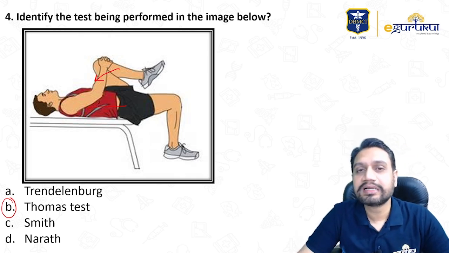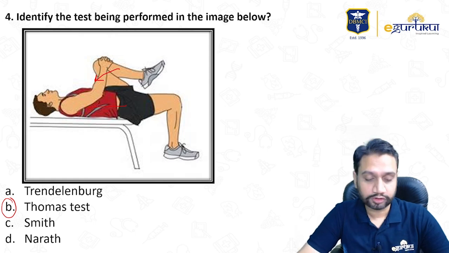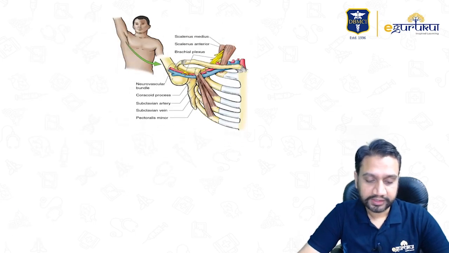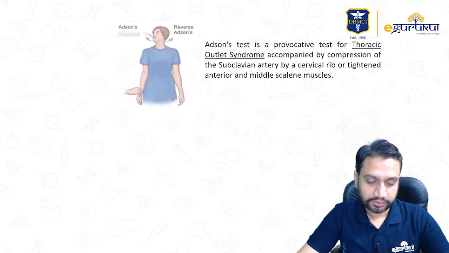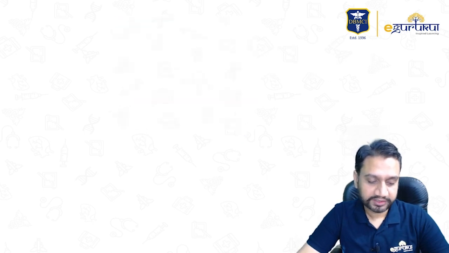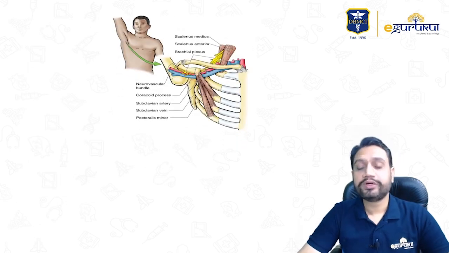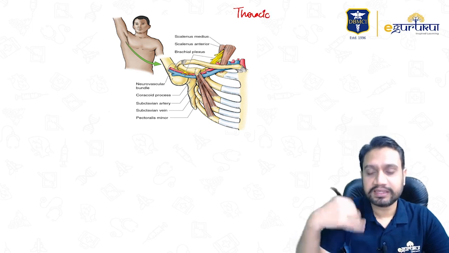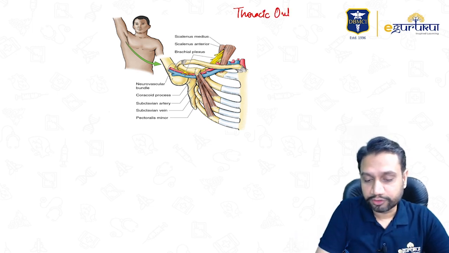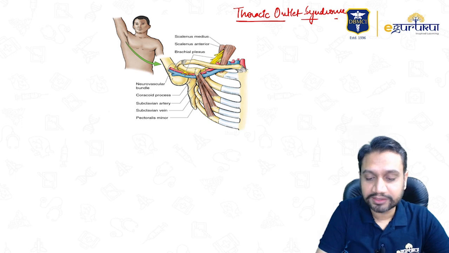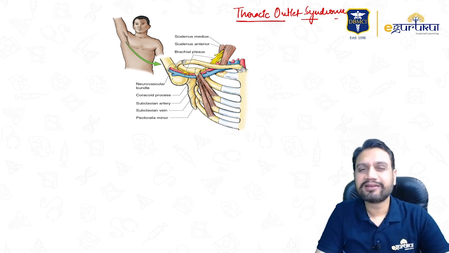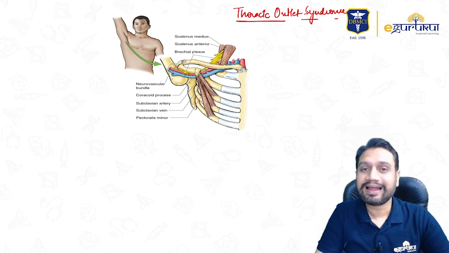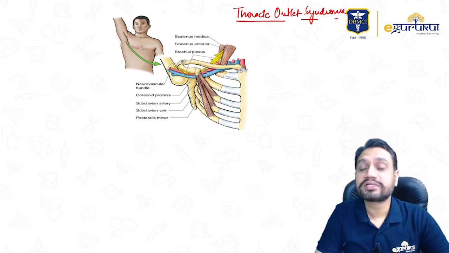Let's see some of the commonly asked tests, commonly learned tests in orthopedics. I'll start from the neck area and the upper limb, then the lower limb. So thoracic outlet syndrome. What are the tests that I want you to remember from here? What exactly is thoracic outlet syndrome? It means that either because of a cervical rib or because of the clavicle and the scalene muscle, usually the scalenus medius, the neurovascular structures may be compromised.